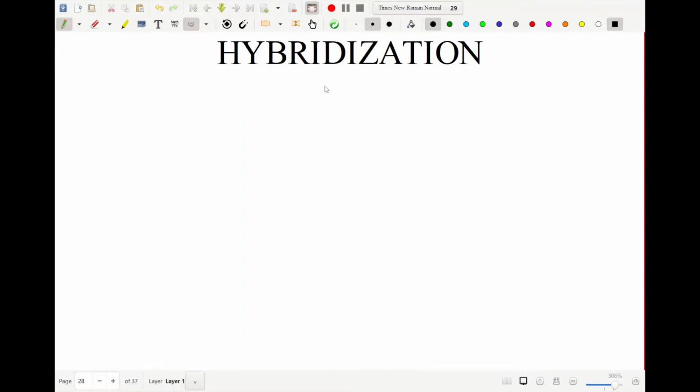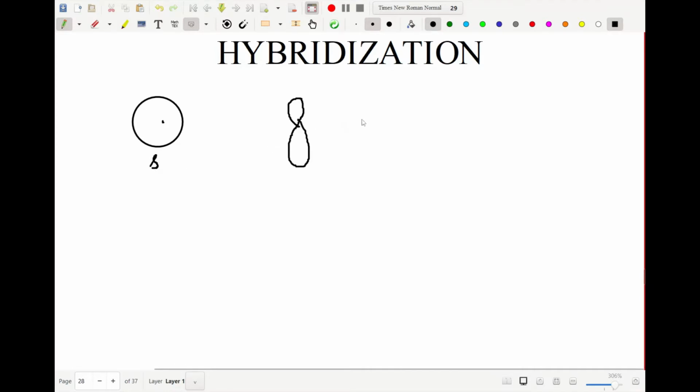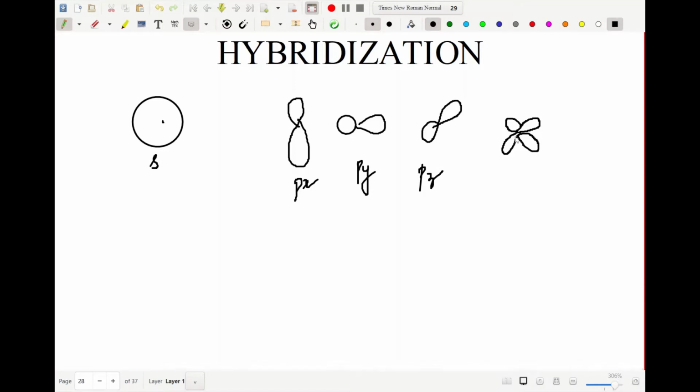We know how we have different kinds of orbitals, right? We have s orbitals, which are spherical in shape. We have p orbitals, which are dumbbell shaped, and they are present in three different axes, px, py and pz. We have d orbitals, which have this kind of double dumbbell shape, right? And we have f orbitals, which have a kind of cloudy or flowery shape, which I am not very well aware of, so I won't be drawing it on the screen.